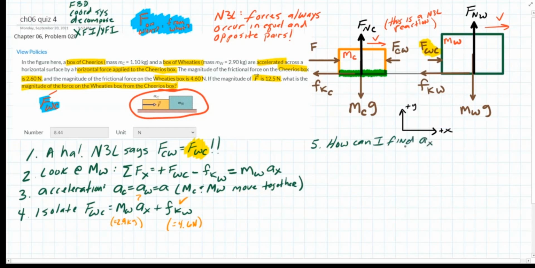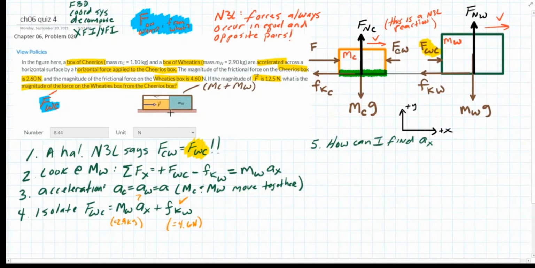And you might be thinking, well, do a Y force inventory. Maybe I will have to, but I remember the tactic we used in chapter 5. We basically treated both of these boxes as a single object. So I'll just draw one box. This one box can be considered a single object. I know its mass: the mass of the Cheerios plus the mass of the Wheaties. What are the forces acting on it?